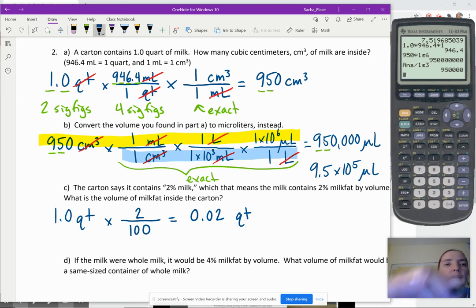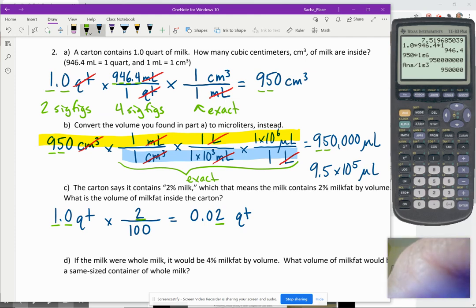And the reason I'm picking only 1 sig fig here is I think when they label milk, when they say it's 2% milk, I don't think that's an exact number. I don't think they're able to hit that right on. So we're going to call that a measured number and say that our answer should therefore only have 1 sig fig, so 0.02 quarts. That's how you use a percent as a unit conversion.